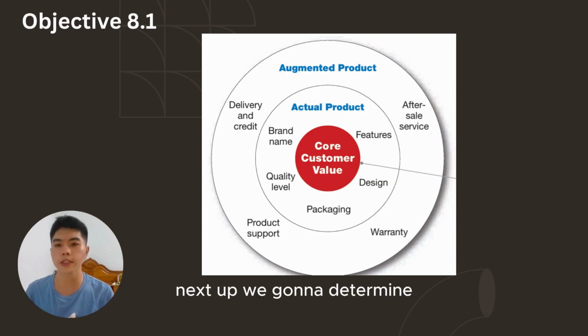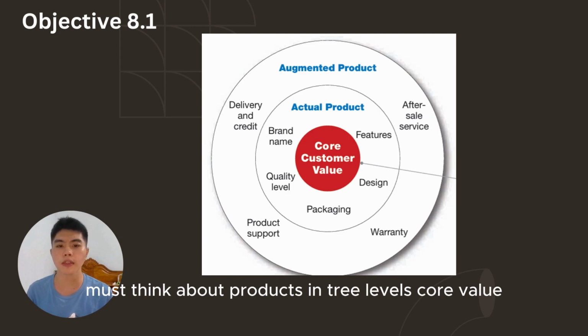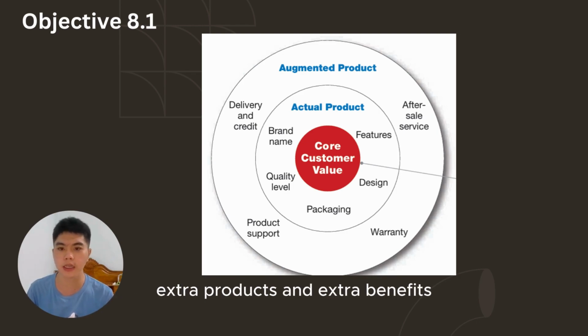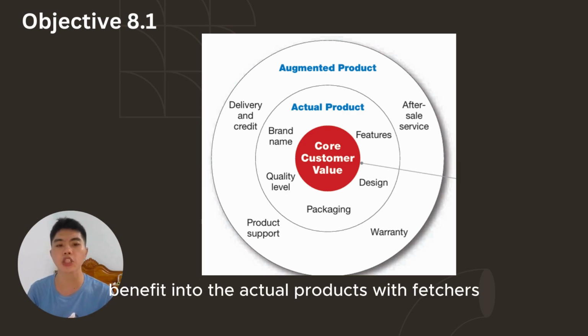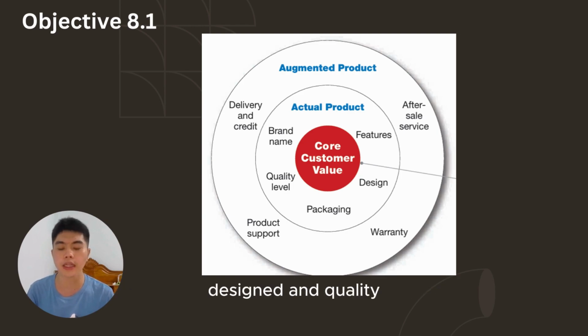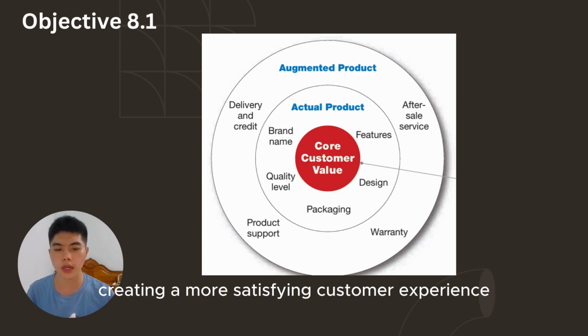Next up, we're going to determine the levels of services and products. Product planners must think about products in three levels: core value, actual product, and extra benefits. The core value addresses what the buyer is really getting, focusing on solving problems. The second level turns the core benefit into the actual product with features, design, and quality. The third level adds extra benefits, creating a more satisfying customer experience.